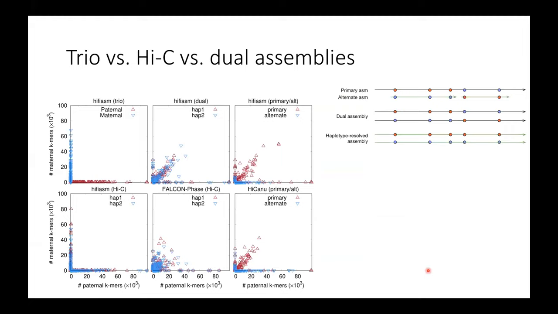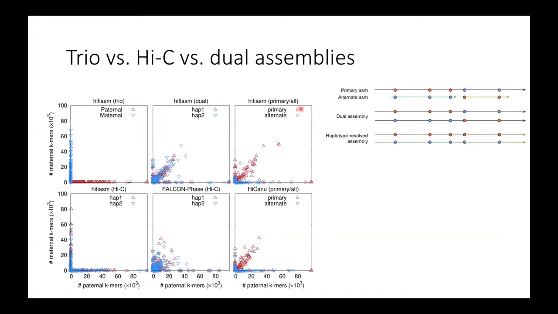I will show you this plot to show the difference between the different types of assemblies, and I will show you the primary alternate pair of the assembly. On the x-axis is the number of paternal-specific k-mers, the k-mers you only see in the paternal genome. And on the y-axis is the number of maternal-specific k-mers. If the contigs are longer, they tend to have more k-mers, so the dots here will be further out. For example, this is a long contig, and these are short contigs.